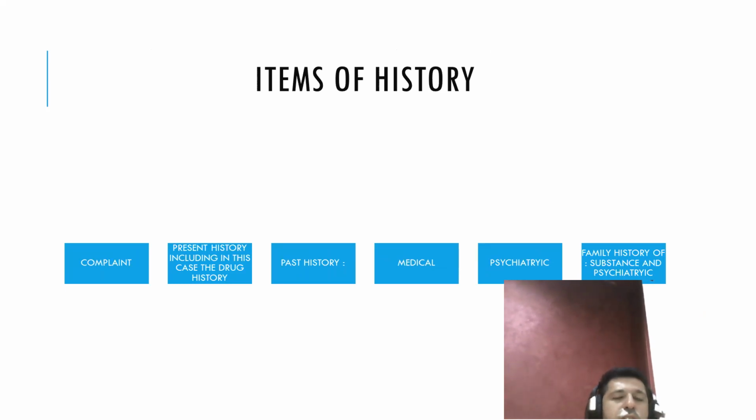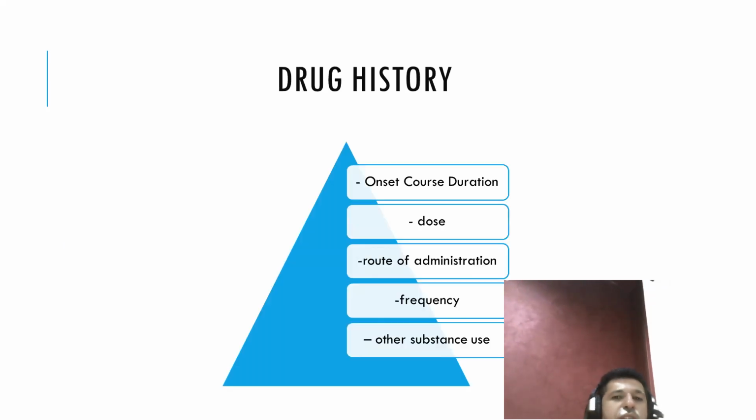When we have a patient with his complaint, you ask him about his complaint. Then we have to discuss the present history, like onset, course, duration. And here, the present history will be covered by the items of the drug history. The past history, either past medical history or past psychiatric history. The family history, you have to ask for family history of substance use or family history of psychiatric disorder.